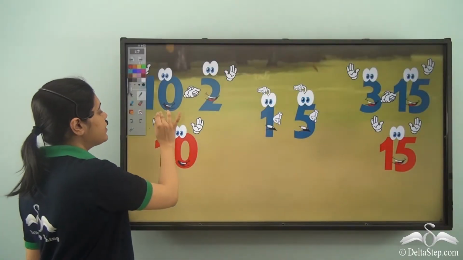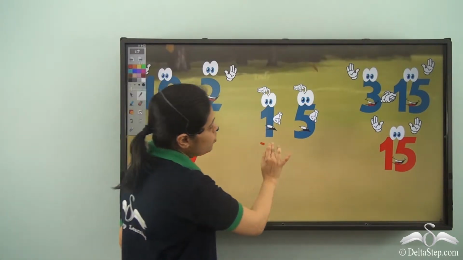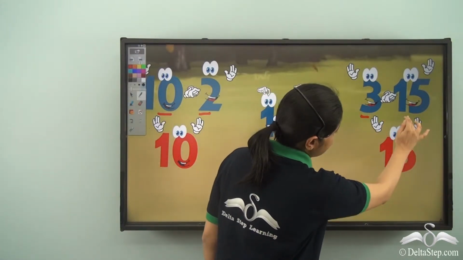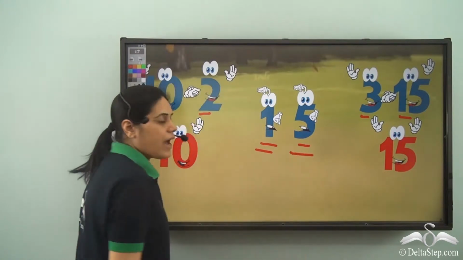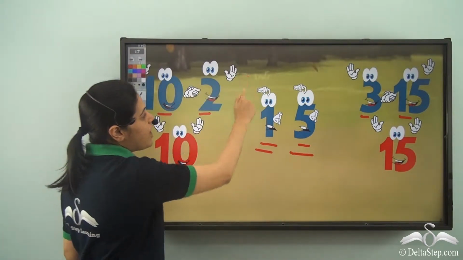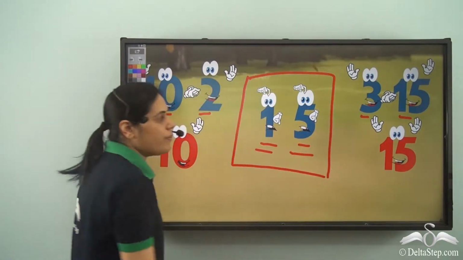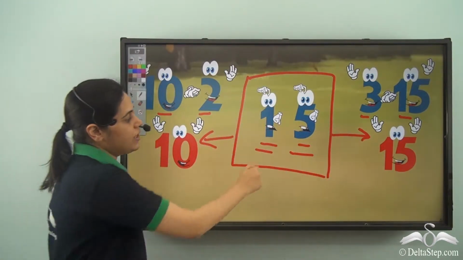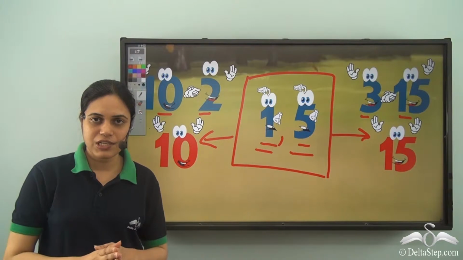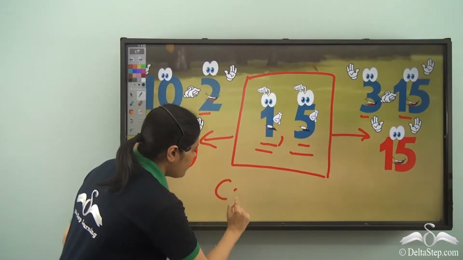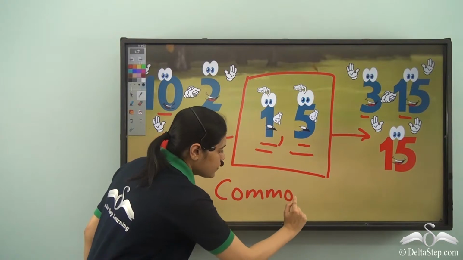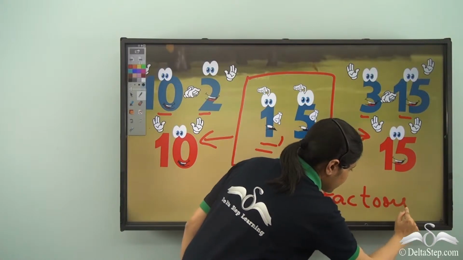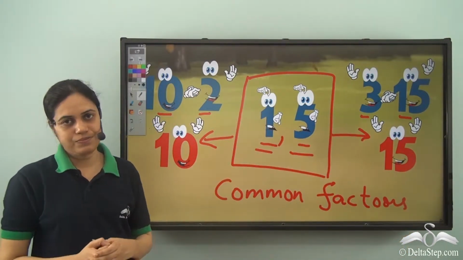So 10 has its factors or friends as 10, 2, 1 and 5. And 15 has its factors or friends as 3, 15, 1 and 5. So we see that 1 and 5 are the common friends of 10 as well as 15. So they are the common factors of 10 and 15.